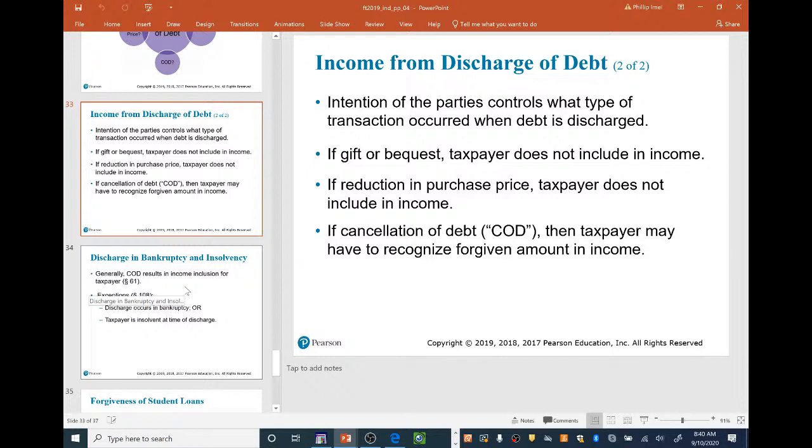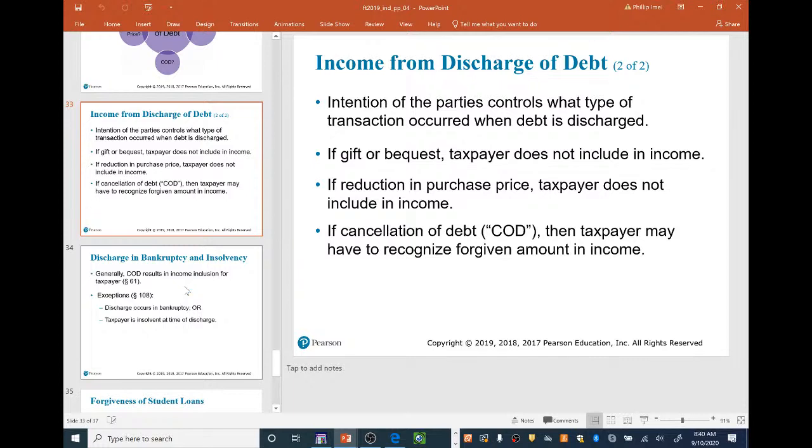Okay, so the general rule for the income from the discharge of a debt is that the income is recognized on a discharge of indebtedness, right? So in other words, these are going to be subject to tax. There are certain exceptions that exist, okay? Let's say that the discharge is a gift or the discharge is a bequest, right? Forgiven through a will. The discharge occurs in bankruptcy.